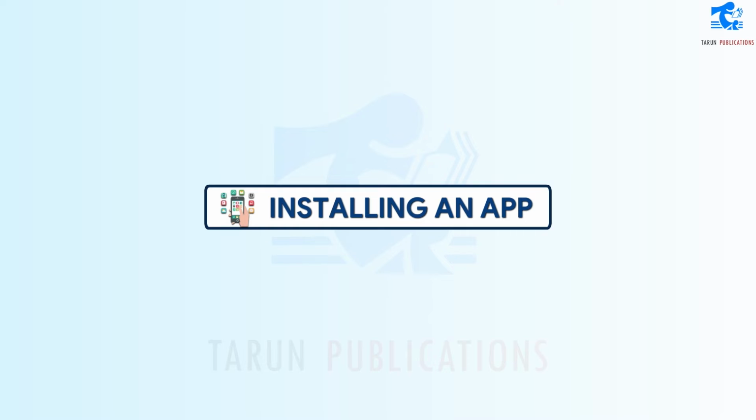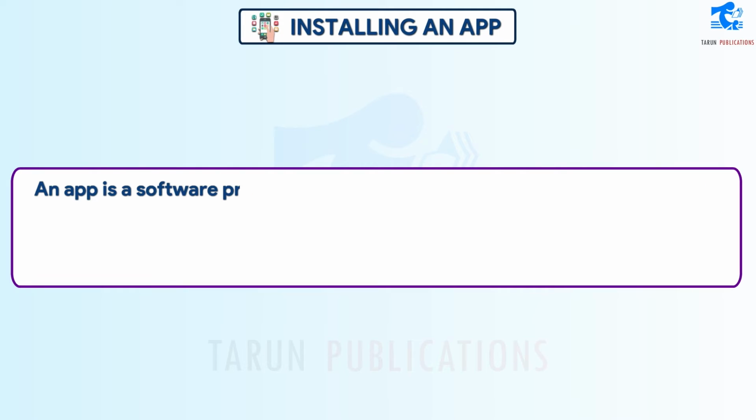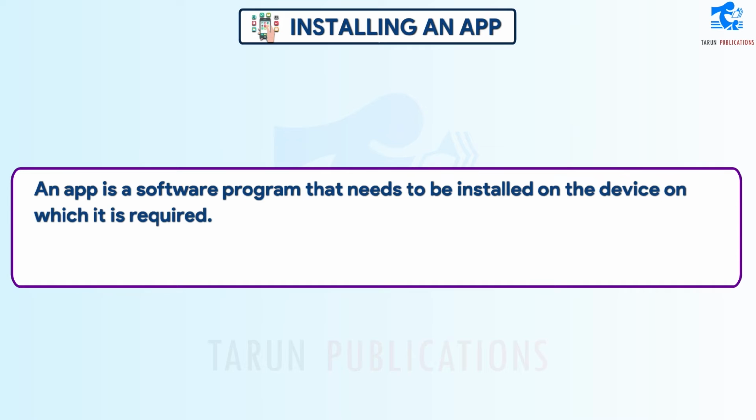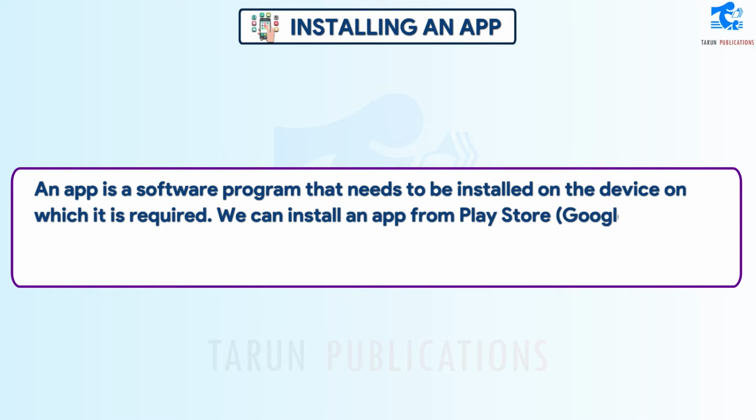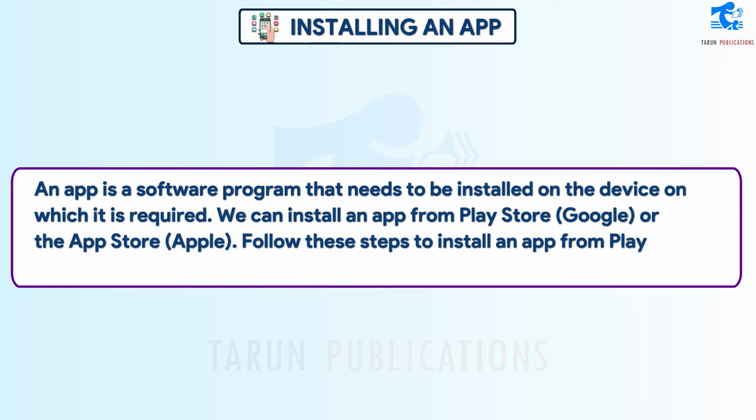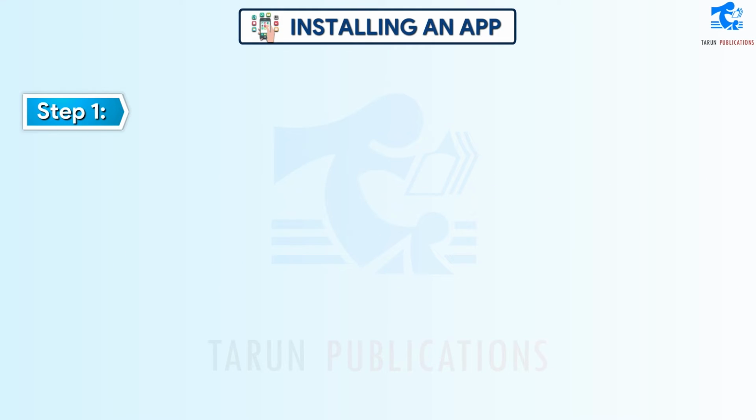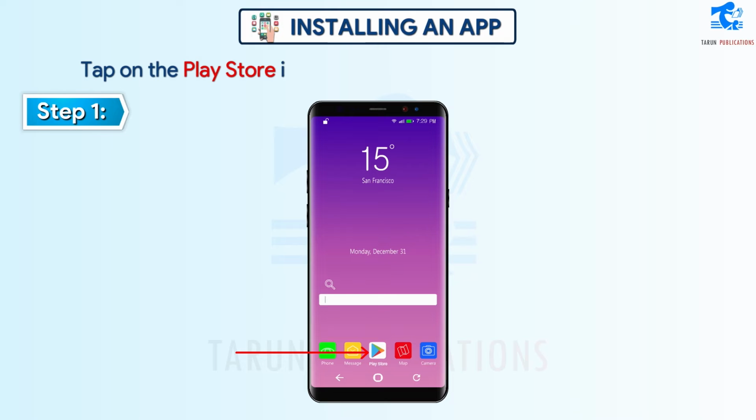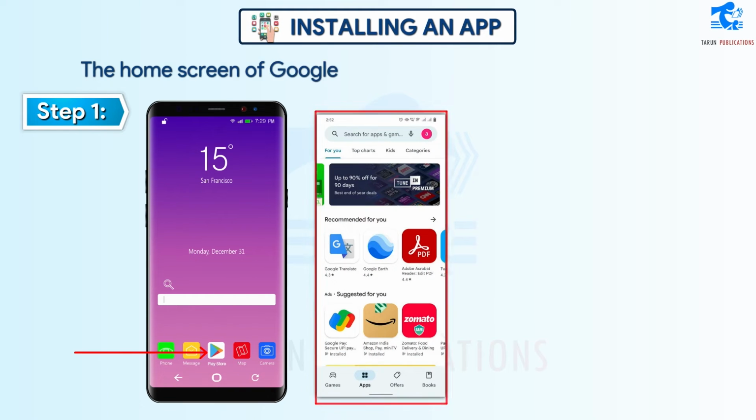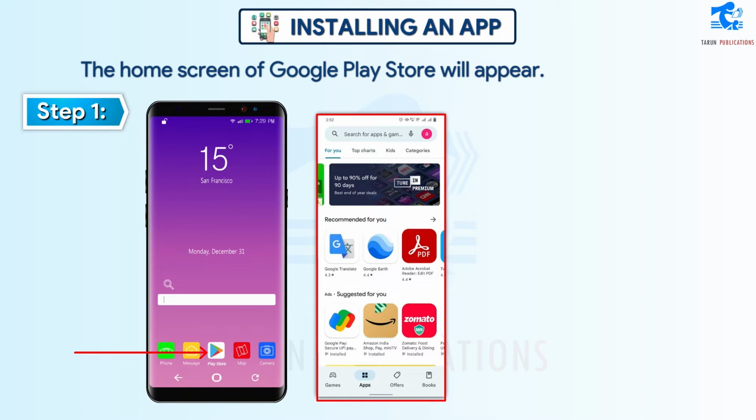Installing an app. An app is a software program that needs to be installed on the device on which it is required. We can install an app from Play Store, Google, or the App Store, Apple. Follow these steps to install an app from Play Store on an Android device. Step 1. Tap on the Play Store icon on the device. The home screen of Google Play Store will appear.